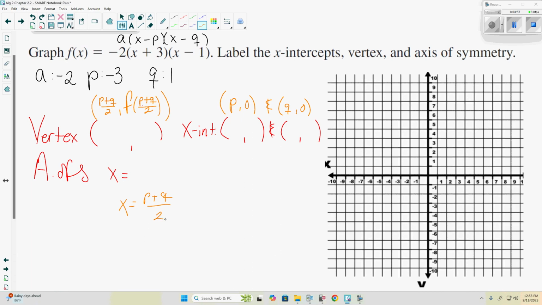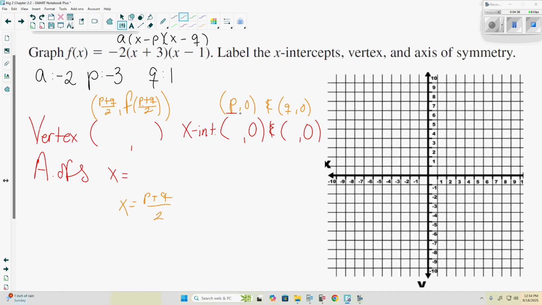So, there's two main calculations we have to do. One of them is p plus q over 2. The other is going to be f of p plus q over 2. But we could do one of these pieces, find the x-intercepts before we do anything else. Because the y value at the x-intercept is always going to be 0. Because the x-intercept is where it crosses the x-axis. The y value at the x-axis is always 0.